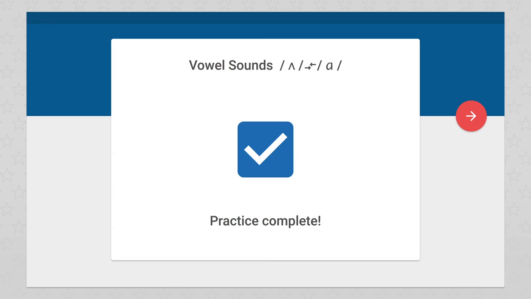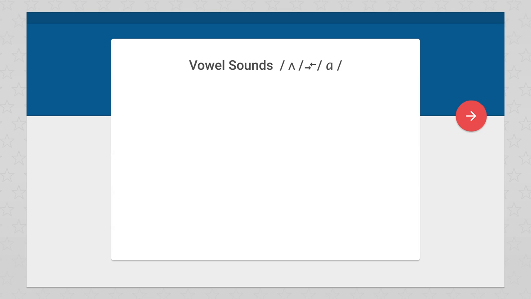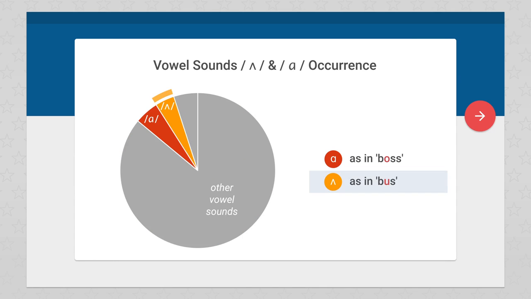You're done. Congratulations. To check how much you've improved, you can do the word pairs test again. Click this link to go back and compare the results. By the way, did you know that the uh and the ah sounds are relatively rare in American English? The ah occurs in 5% of words and the uh in only 4%. No wonder these two vowels can be so tricky to pronounce.